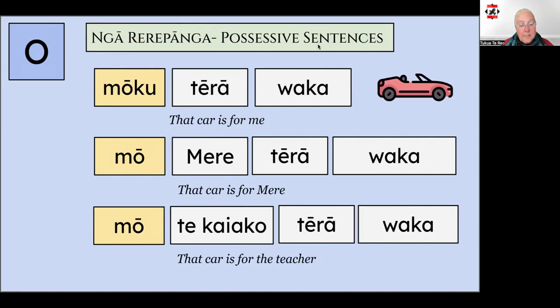And here we have the same sentence structures in the o category. Mōku te rā waka. That car is for me. Mō mere. That car is for Mere. Mō te kaiako te rā waka. That car is for the teacher.